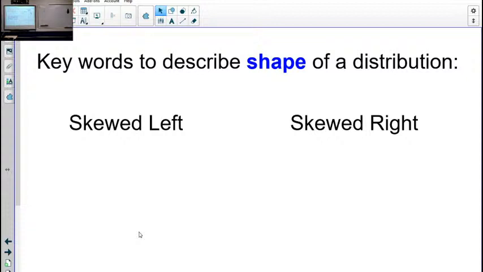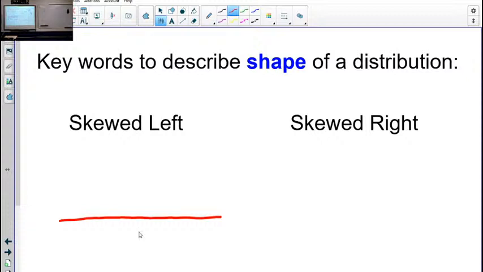Not always symmetric. Sometimes the data is packed more on one side than the other. If that happens, then we say the data is skewed in a direction. And this is a little bit tricky. Skewed left, let me draw that again. Skewed left is going to look like this. And let me explain that a little bit.